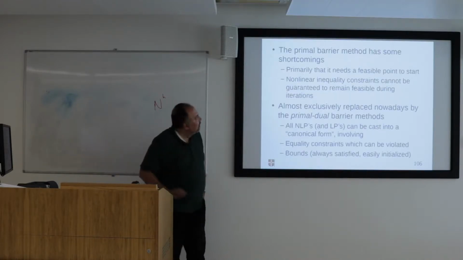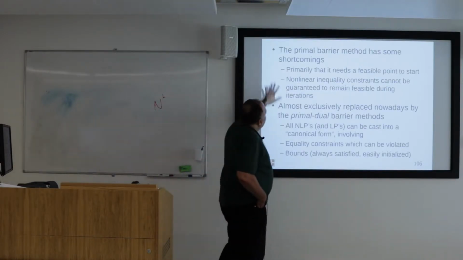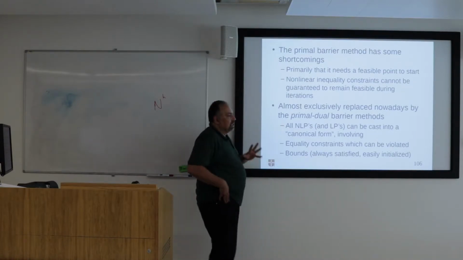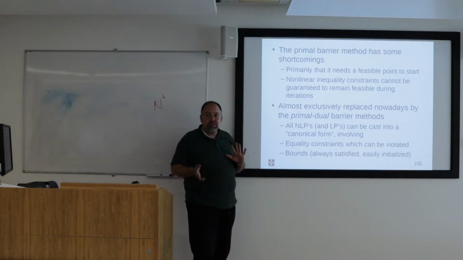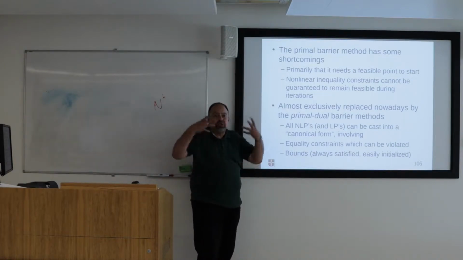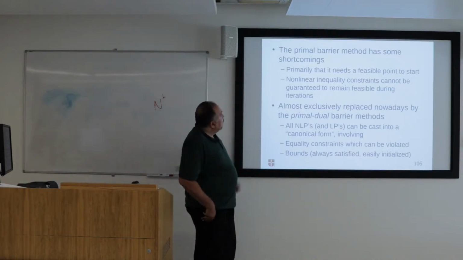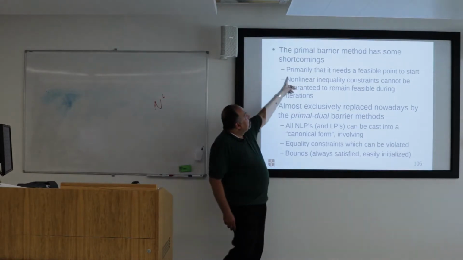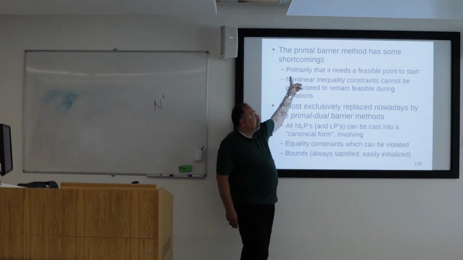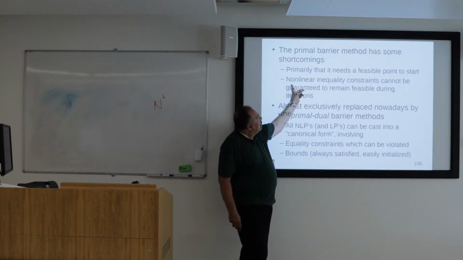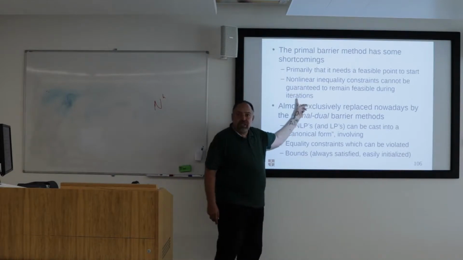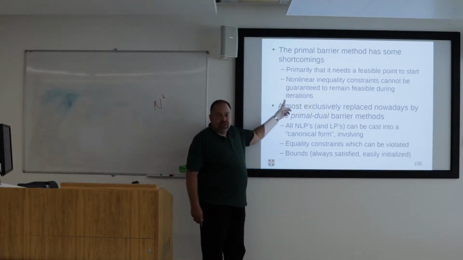So the previous method is called the Primal Method because it doesn't use Lagrange multipliers, it just absorbs all the constraints into the objective, but it has shortcomings, primarily that it needs a feasible starting point to commence the iterations. Non-linear inequality constraints cannot be guaranteed to remain feasible within iterations, so that could be a major issue.